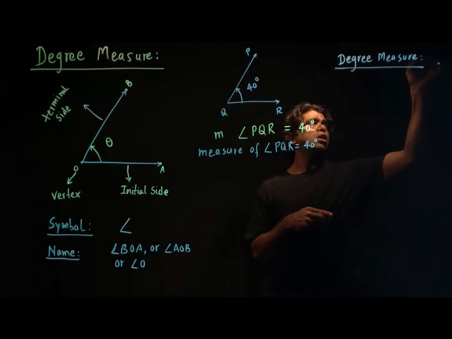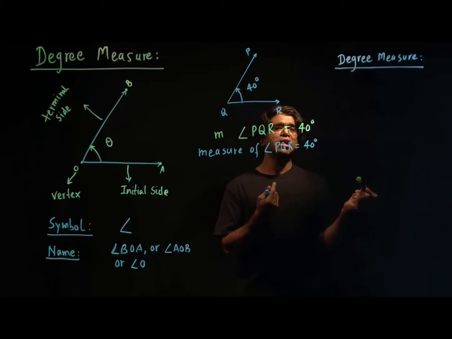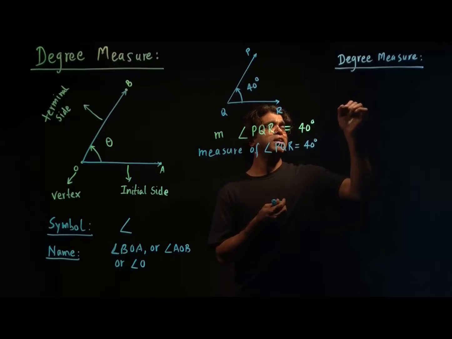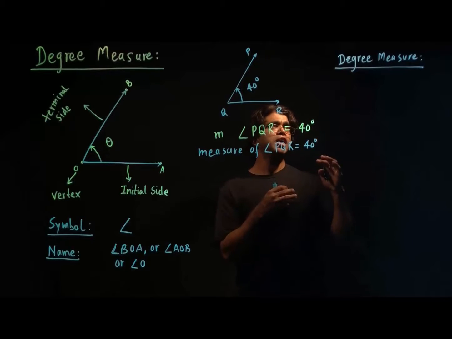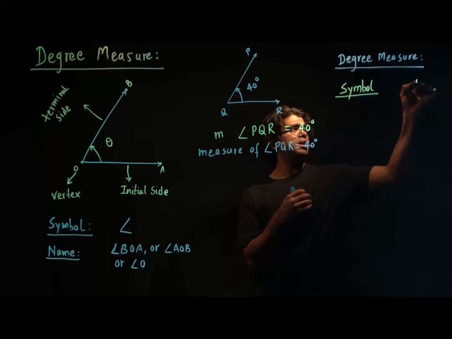So degree measure is basically measuring the angle in terms of degrees. If I have to measure the angle, I can use the degree as my unit. So what is the symbol of degree? Let's first talk about the symbol. The symbol of degree is basically like this.